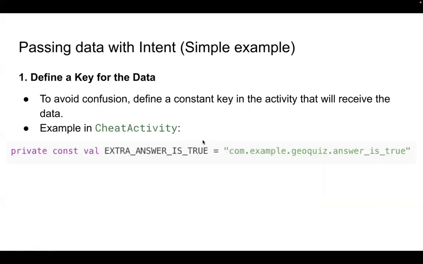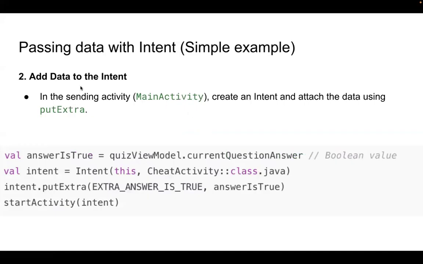So let's look at the code here real quick. How does this work? Define a key. To avoid confusion, define a constant key in the activity that will receive the data, and that should be in the cheat activity. I'll actually show this in the code. This might be a little confusing even in the slides, but I'm going to go through all this today after I finish project 1A. So please define this in the cheat activity. Second, add data to the intent. You start with answer is true, and then you get the quiz view model's current question answer. So you get the answer right now from the quiz view model. What is the current answer? Maybe the correct answer is true or false or something like that.